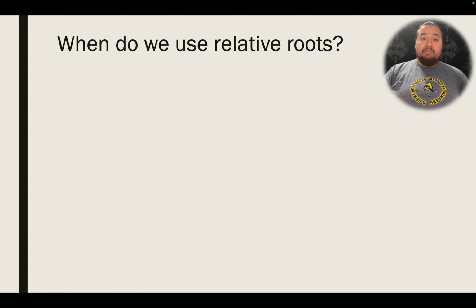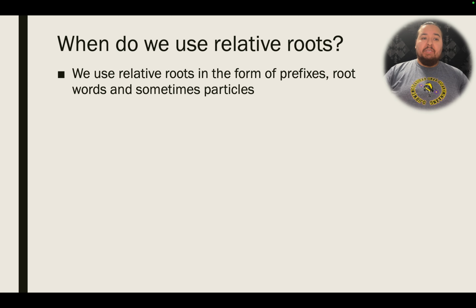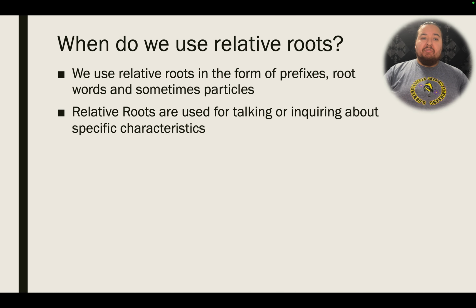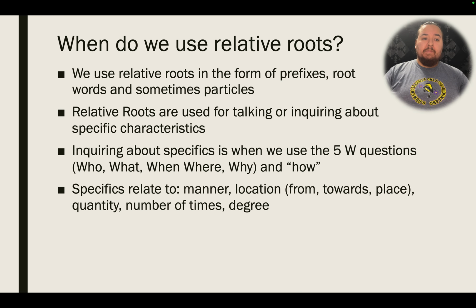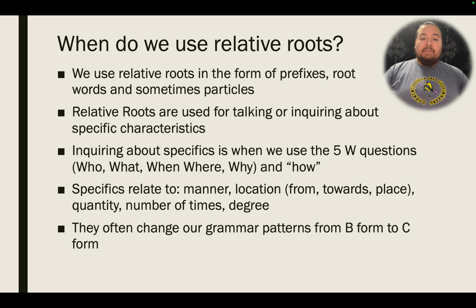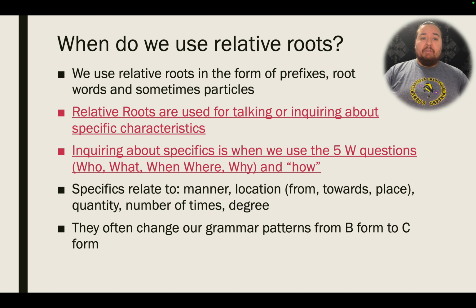So when do we use relative roots? We use relative roots in the form of prefixes, root words, and sometimes particles. Relative roots are used for talking or inquiring about specific characteristics. Inquiring about specifics is when we use our 5W questions: who, what, when, where, why, and how. Specifics that we can talk about relate to manner, location, either from, towards, or place of, quantity, number of times, and the degree. So they often change our grammar patterns from B form to C form. I've indicated the points for you to write down for your notes. Please write these down before moving on. All right, let's move on.